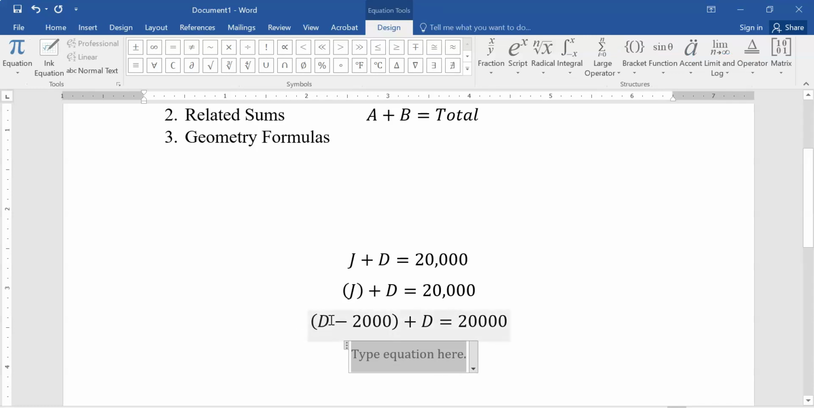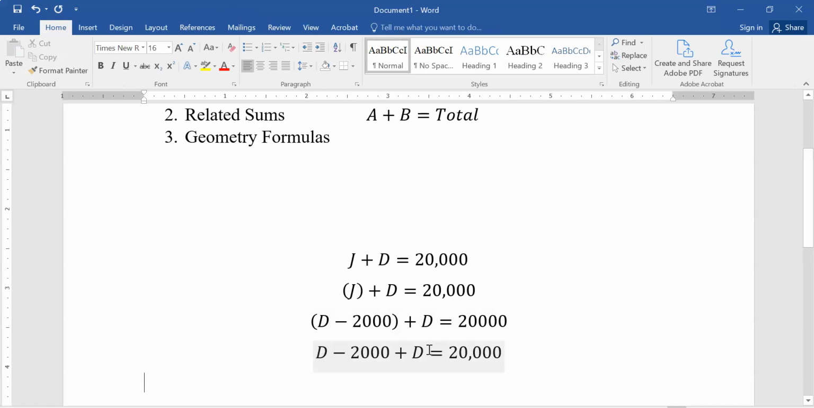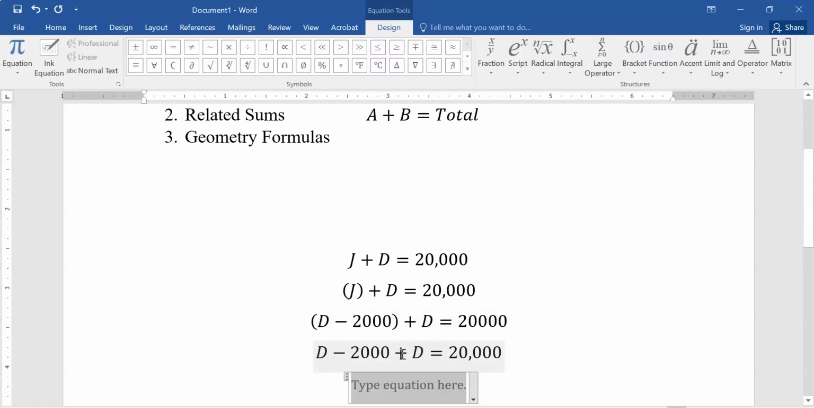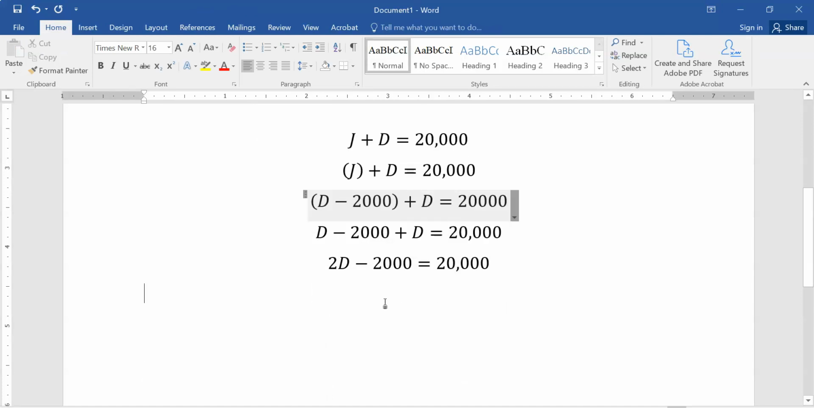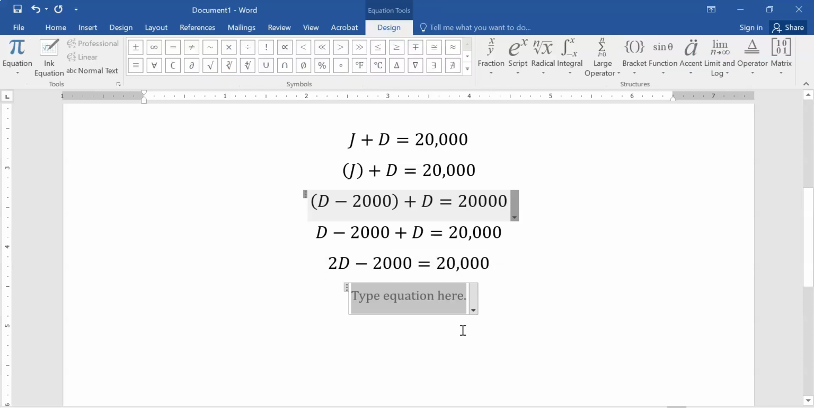So here we go. There's nothing to distribute here, so you get D minus 2,000 plus D equals 20,000. D and another D combine to give me 2D. If we're solving this, normally I'd add 2,000 to both sides. We get 2D equal to 22,000.